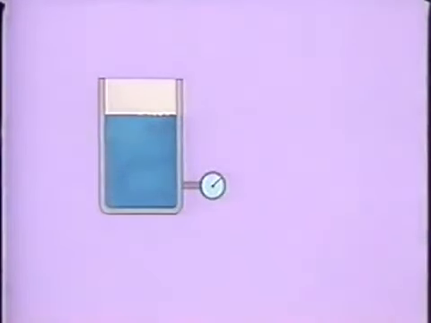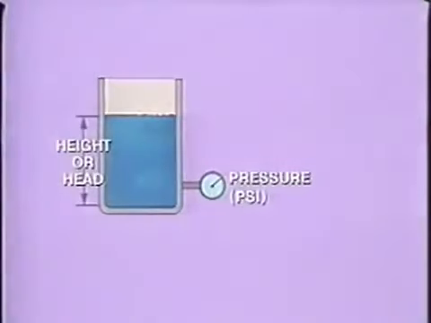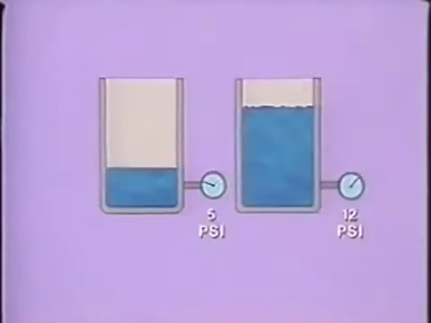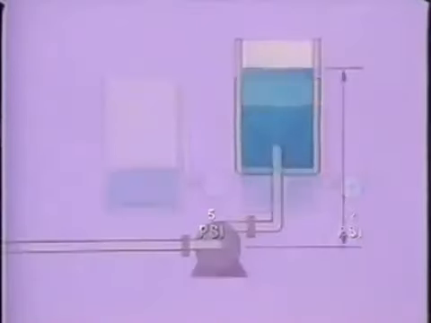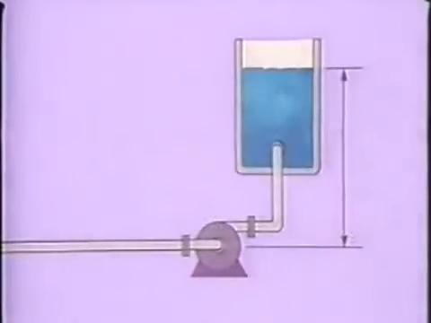A column of water stored in a tank also has potential energy. We can measure this potential energy in terms of pressure, or in units of height or head. The pressure that is exerted by a column of water is determined by the height of the liquid or head. The higher this column is, the greater the amount of pressure that will be exerted at the bottom of the tank. In the case of pumps, the potential energy of a liquid is usually measured in units of head.